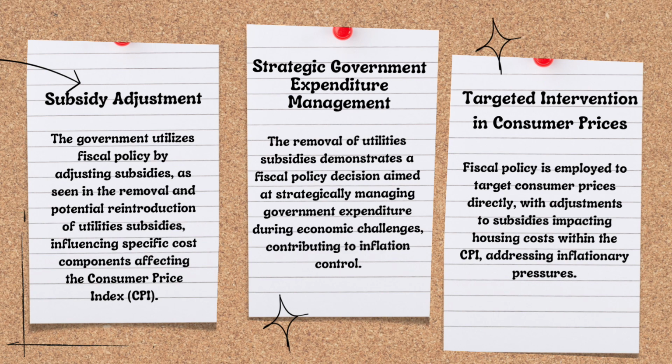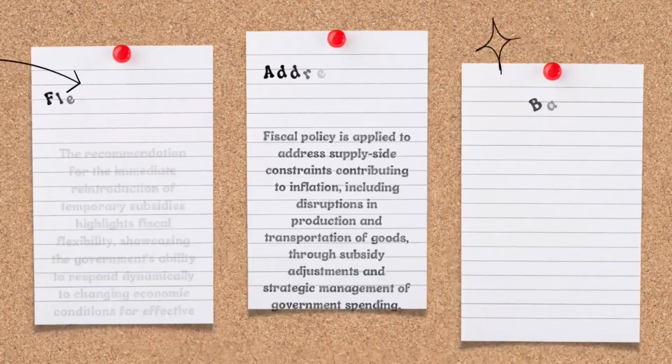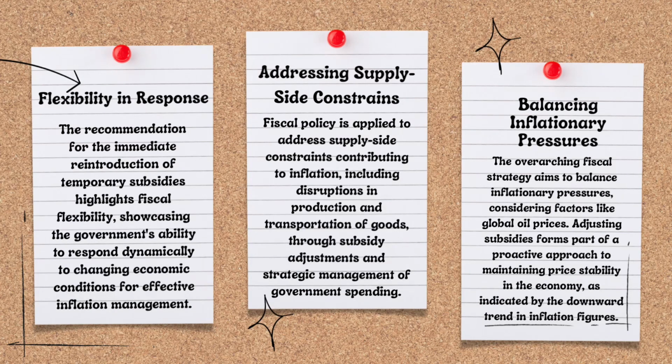Fiscal policy is employed to target consumer prices directly, with adjustment to subsidy impacting housing costs, with the CPI addressing inflationary pressure. Flexibility in response. The recommendation for immediate reintroduction of temporary subsidy highlights fiscal flexibility, showcasing the government's ability to respond dynamically to changing economic conditions to affect inflation management.